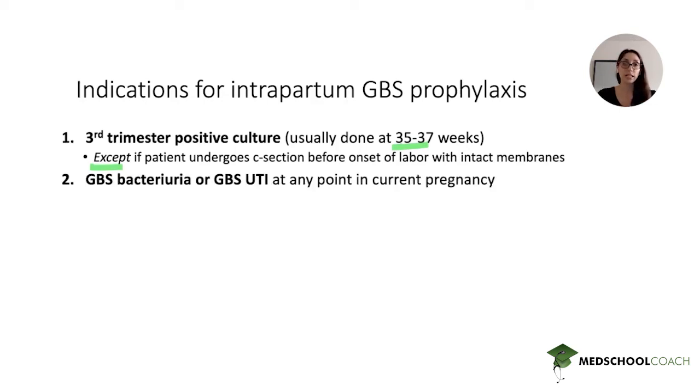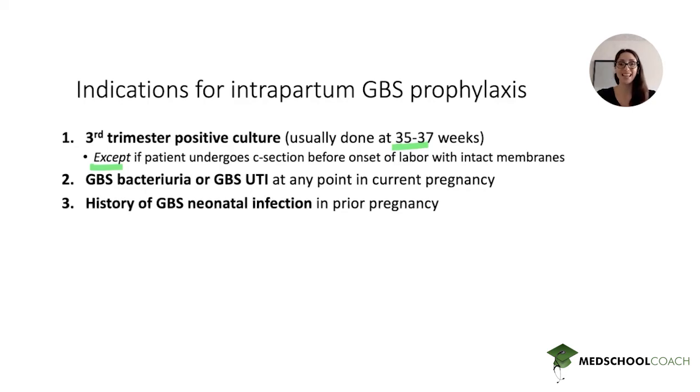The next indication is if the mother had either GBS bacteriuria or GBS UTI at any point in the current pregnancy. Remember, in the first trimester, women have a urine culture as part of routine screening. Bacteriuria just means growth of bacteria in the urine, even if she's asymptomatic. So at any point, GBS growing in the urine, either symptomatically with a UTI or asymptomatically on routine screening in the first trimester, would also be an indication for intrapartum antibiotics.